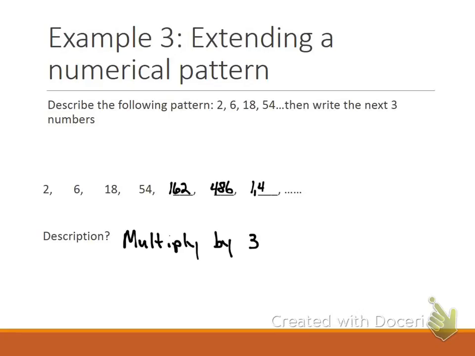166, very good. 1,458. All right, who got that? Raise your hand if you got it. Awesome, good job, okay? All right, so 2 steps. Find the pattern and then tell me what the next 3 numbers are.